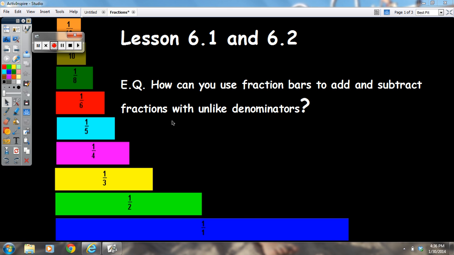Welcome everybody. What we're going to do is take a look at lesson 6.1 and 6.2, and the essential question for these lessons is how can we use fraction bars to add and subtract fractions with unlike denominators. Let's take a look at some examples.